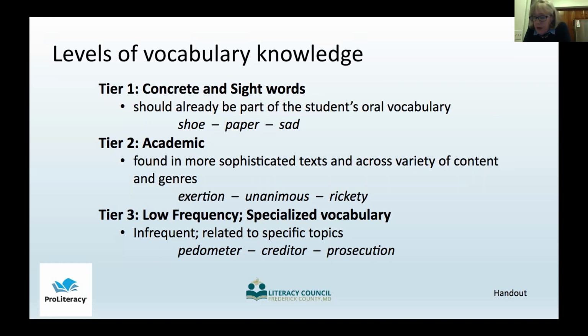Academic or abstract words are higher level words found in a variety of content. They often have multiple meanings and add descriptions and detail. These words may be words that your student will have heard before, but they may not be exactly sure of the meaning. For intermediate and advanced students, focus vocabulary instruction on these second level words.